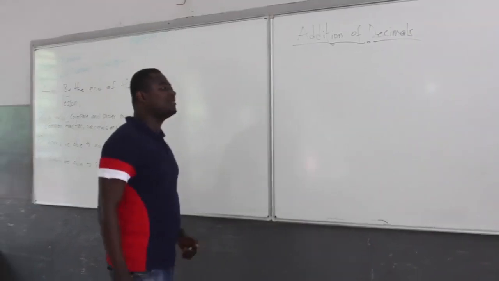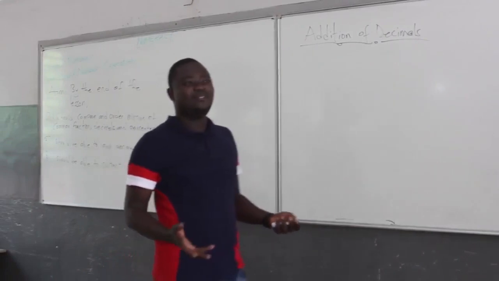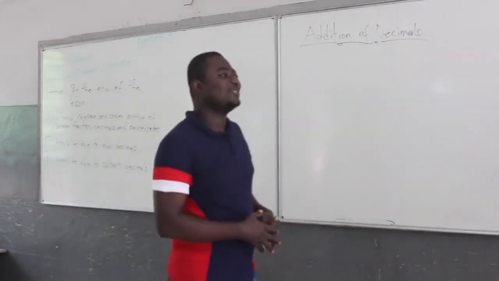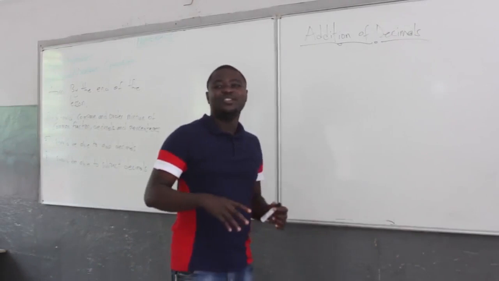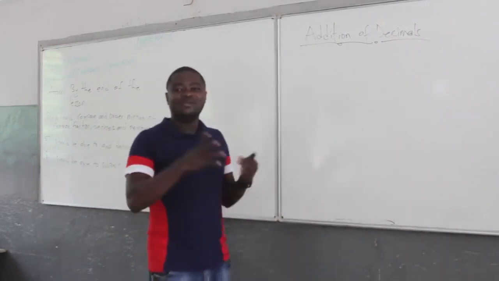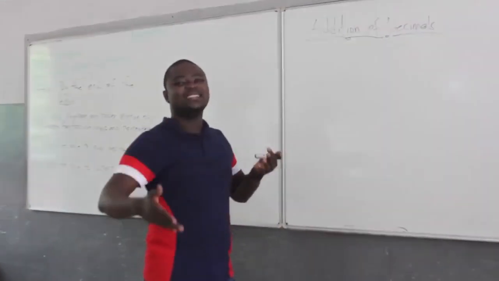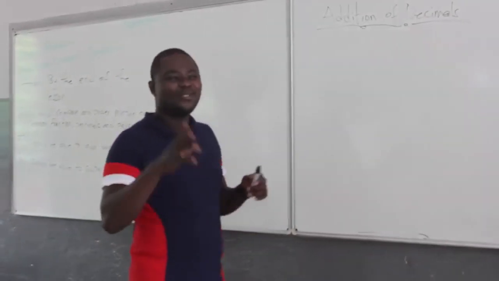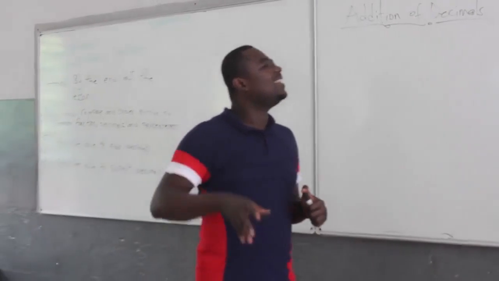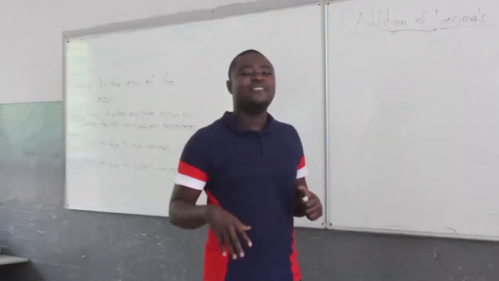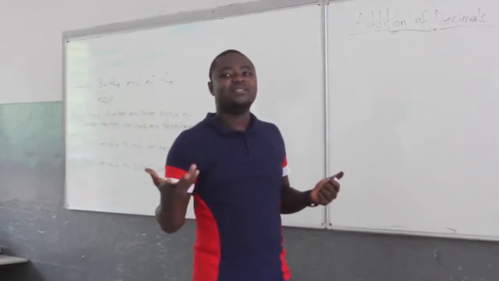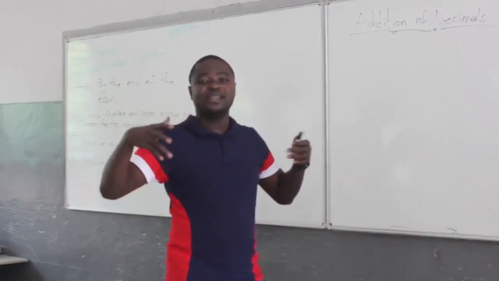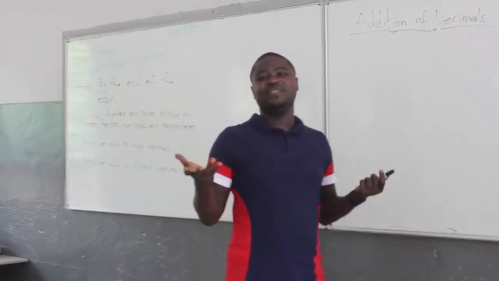Addition of decimals. Now there are two ways of adding decimals. One way is to change the decimals into fractions, then you add the two fractions, or you just go along with the addition in the column way. You will learn these two methods, and you select the one which you are conversant with.